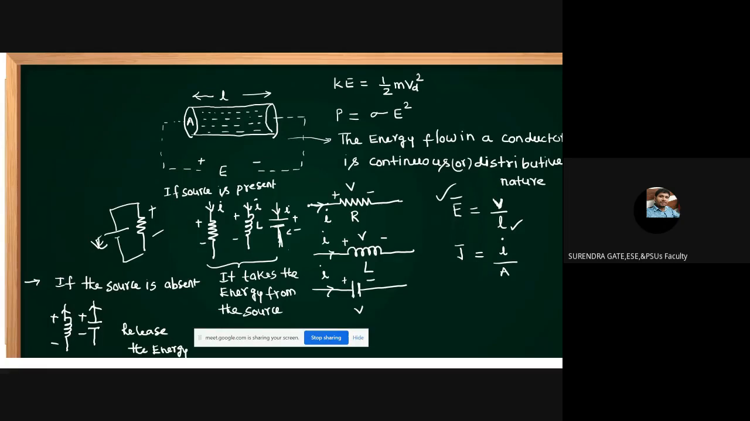But in the case of an inductor and capacitor, if the current enters at the positive terminal, then it takes energy. If the current is leaving at the positive terminal, it releases or delivers energy. Okay. That's the reason why these three elements come into existence.